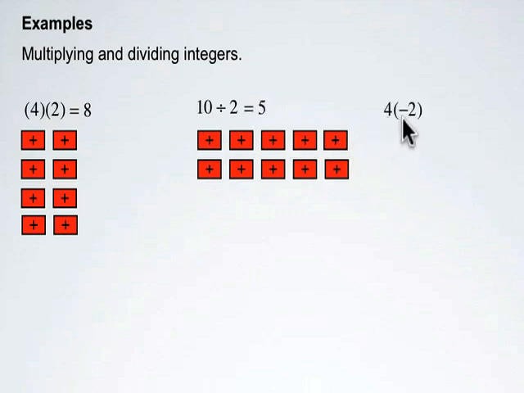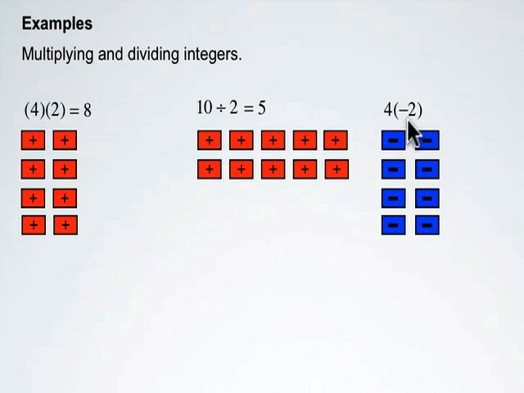Now the next one, 4 times negative 2, is the same as 4 groups of 2 blue tiles. So I have 1, 2, 3, 4 groups of 2 blue tiles. So altogether I have negative 8 blue tiles.